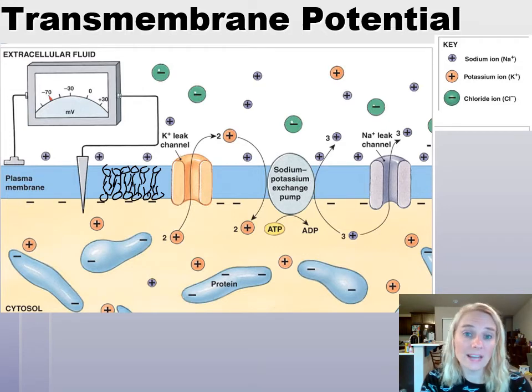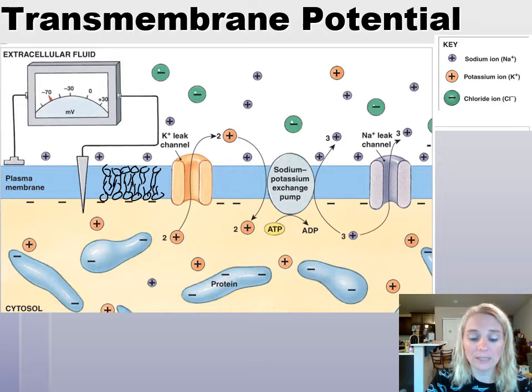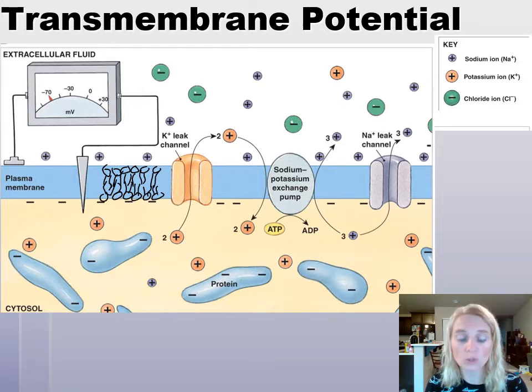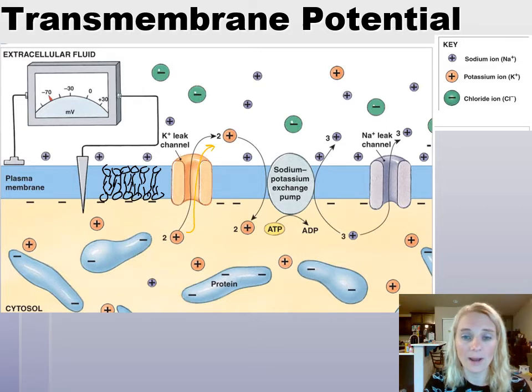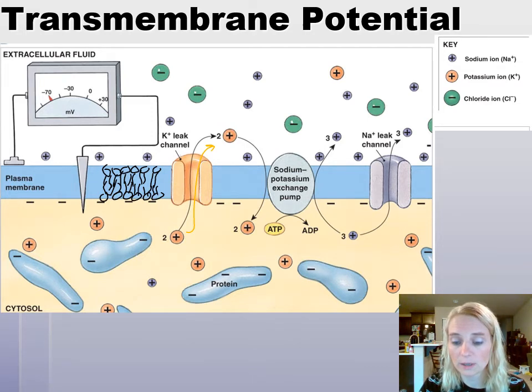If we want anything to move through that is polar or large in size, we have to have leak channels. So here they're showing a leak channel of potassium. Potassiums are the orange plus signs. There's more potassium on the inside, so it wants to go out following its concentration gradient. I noticed earlier that in this leak channel here, it's going in the wrong direction. So that is bad.